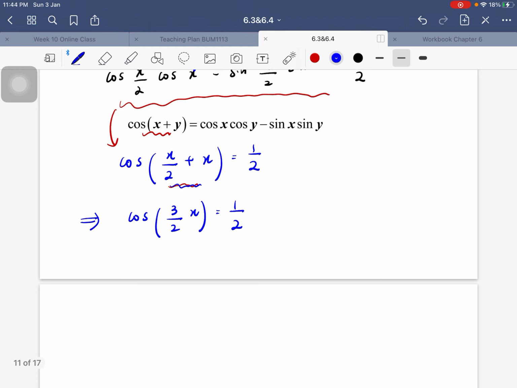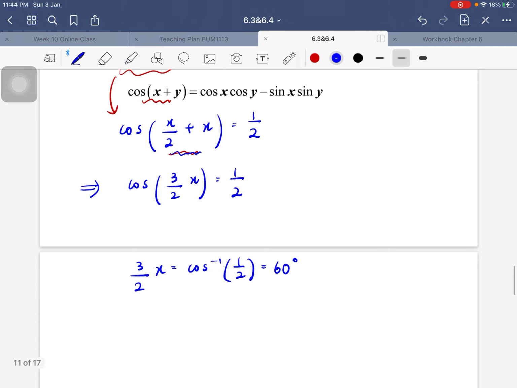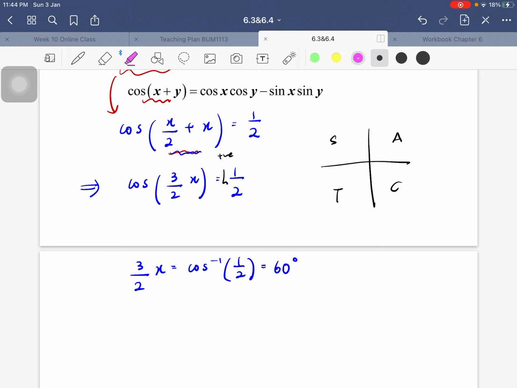So here what I'm going to do next is rearrange this and find what 3 over 2x is going to be. I'm going to write that 3 over 2x is going to equal cos inverse of 1 over 2. We have seen just now that cos inverse 1 over 2 is actually going to equal 60 degrees. Okay, so now let's have a look at the CAST rule. Where is this going to be positioned? This should be somewhere where cos gives you a positive value. So where does cos give you a positive value? That would be in the first quadrant and also the fourth quadrant.